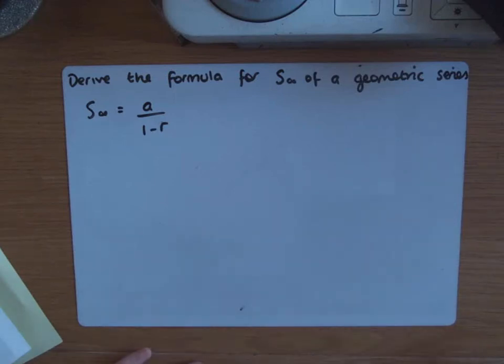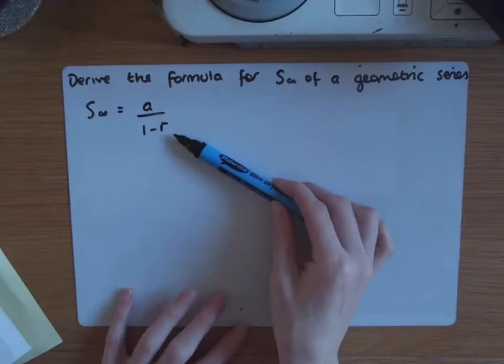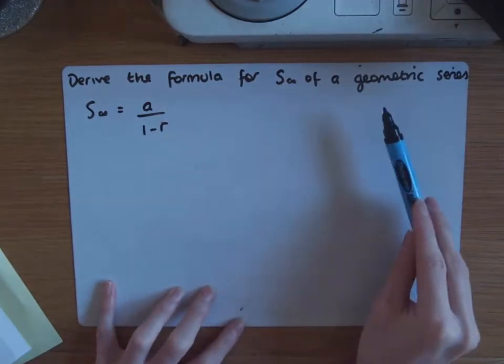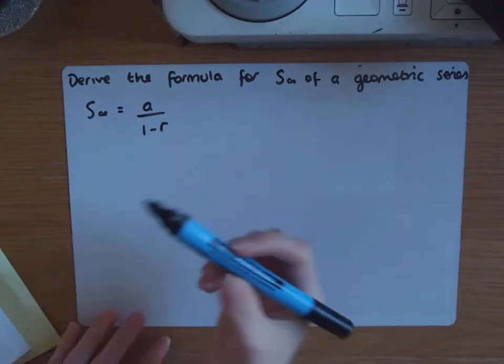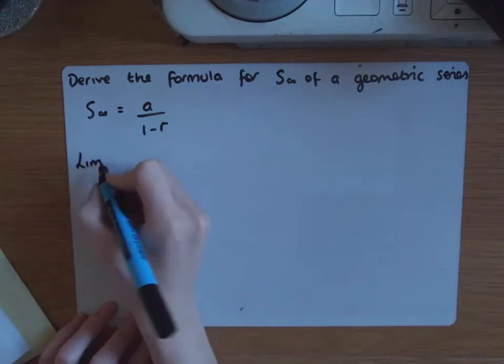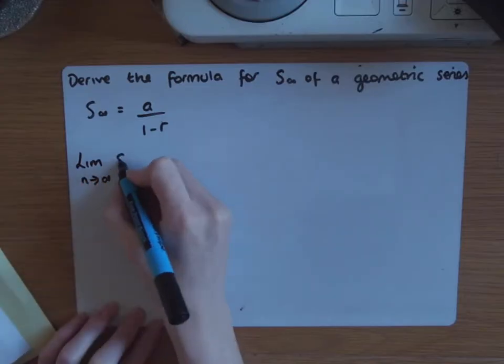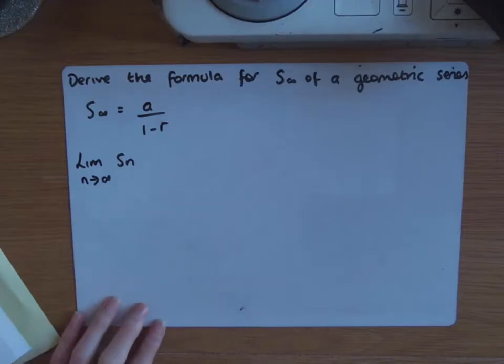Okay, so we're being asked to derive the formula. To derive the formula means to figure out where it came from, okay? So to get to this point, to get this formula for the sum to infinity of a geometric series. If we want the sum to infinity, that's actually the same as getting the limit as n goes to infinity of Sn. Okay, so that's where we're starting with for our formula.